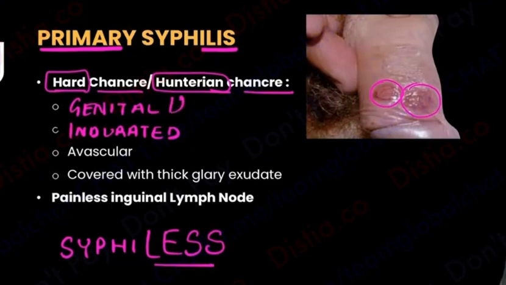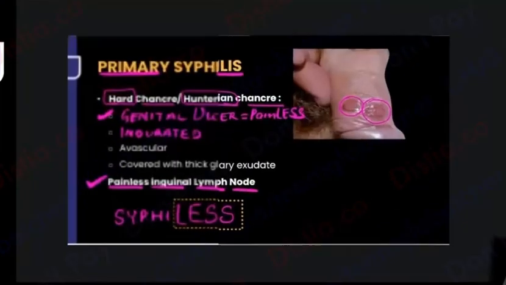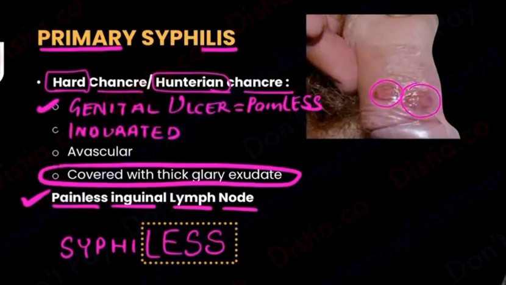Now my next question is whether this ulcer is going to be painful or painless. I've told you beforehand, everything in syphilis is going to be painless. So the ulcer is also painless, and so is the inguinal lymph node. Everything has to be painless in this situation. Simple. Okay, what else? If I look at it carefully, is it giving a little shiny, glazed kind of appearance? Because it is covered with a thick, glazy exudate. That is also one more thing, and in most cases it is avascular. But your take-home message is it is a hard chancre, not a soft chancre.